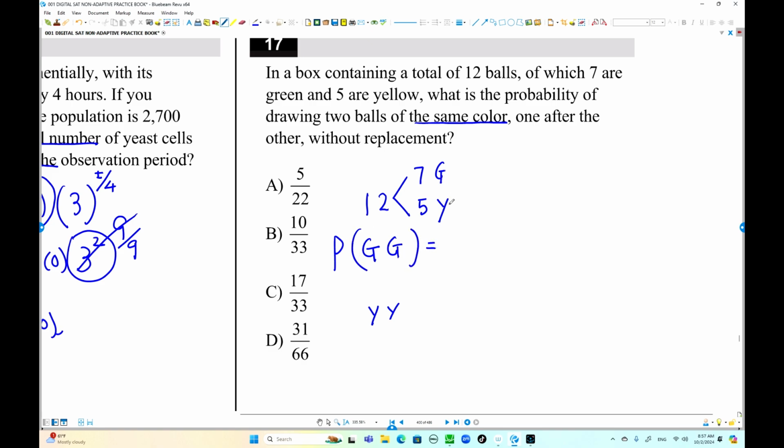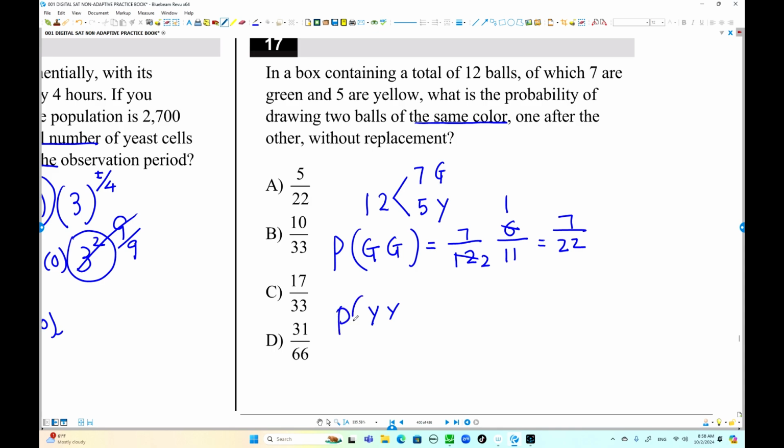The first G was 7 out of 12 marbles, okay? 7 greens, 12. There is a 7 over 12 chances. So one green is out, there are 6 green out of total 11, right? That is equals to what? Maybe you can simplify. 1 over 2, 7 over 22, isn't it? That's the probability, right? To have 2 greens.